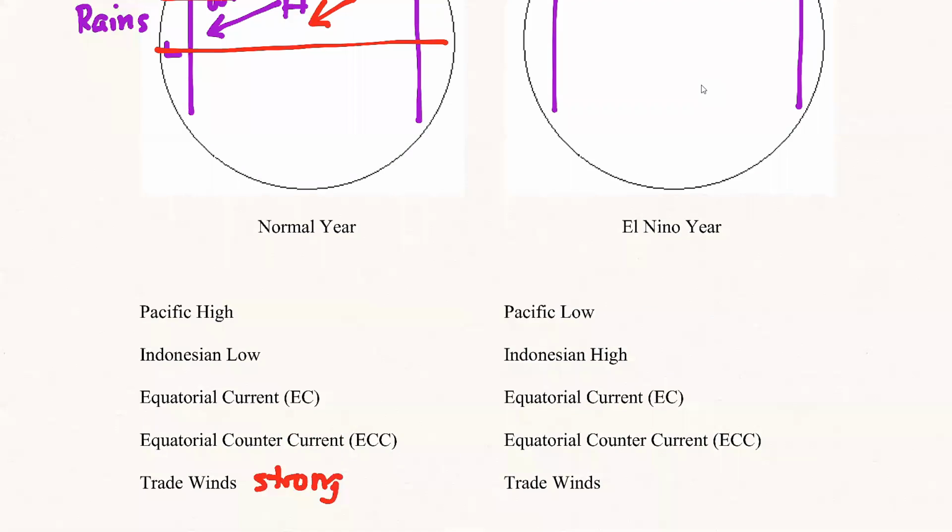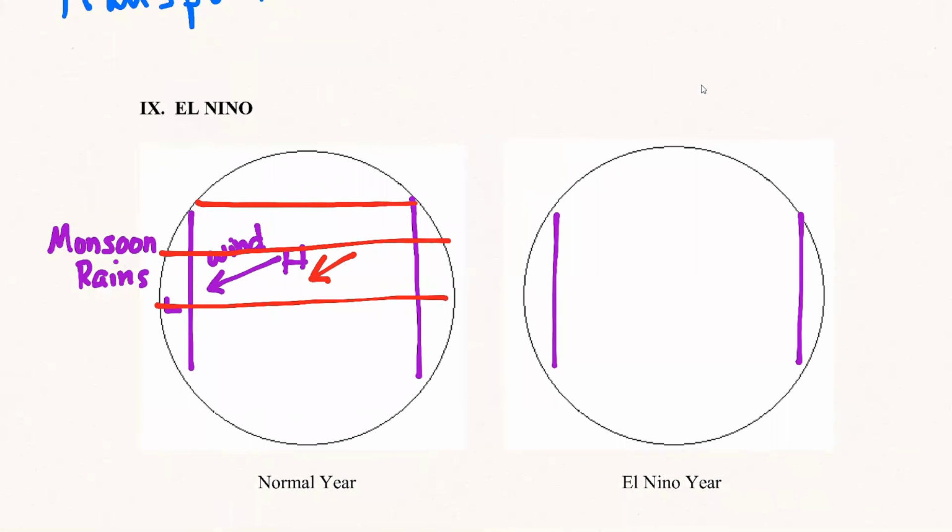Because the trade winds are very strong, let's take a look and see what's happening to our water currents. The water is going to be pushed very strongly across the equator. This is called the equatorial current, and we actually have two of them. We have a north equatorial current. We also have a southern equatorial current in the Pacific Ocean.